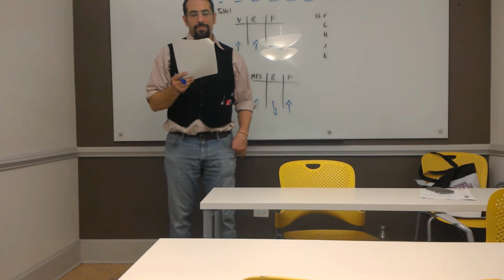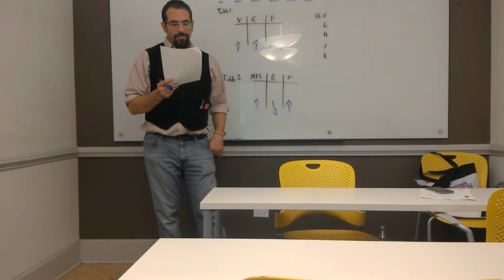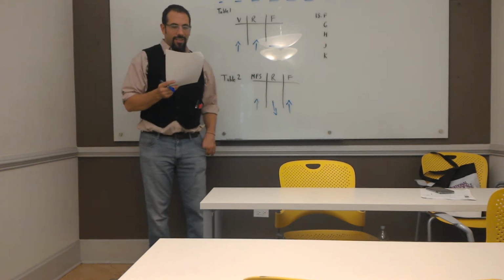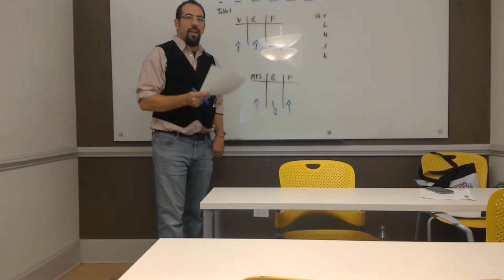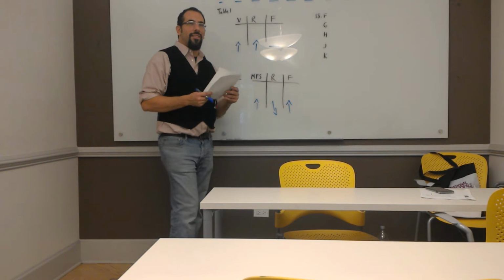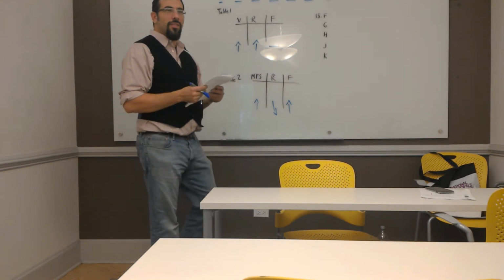Number 18. Based on the results of experiment 1, if an electron were shot into a cyclotron with a velocity of 5,000 m/s, the radius of the orbit would most likely be. All right, so which table do I want you to look at then? Table 1 or table 2?